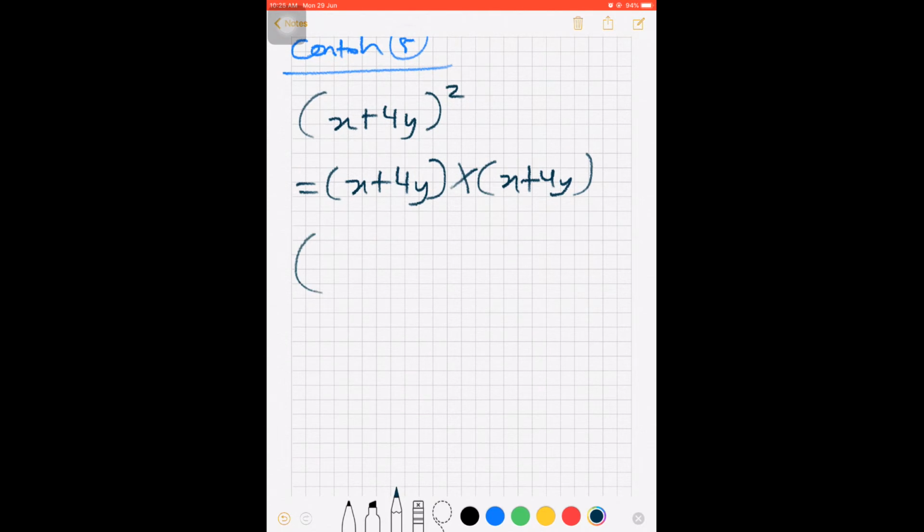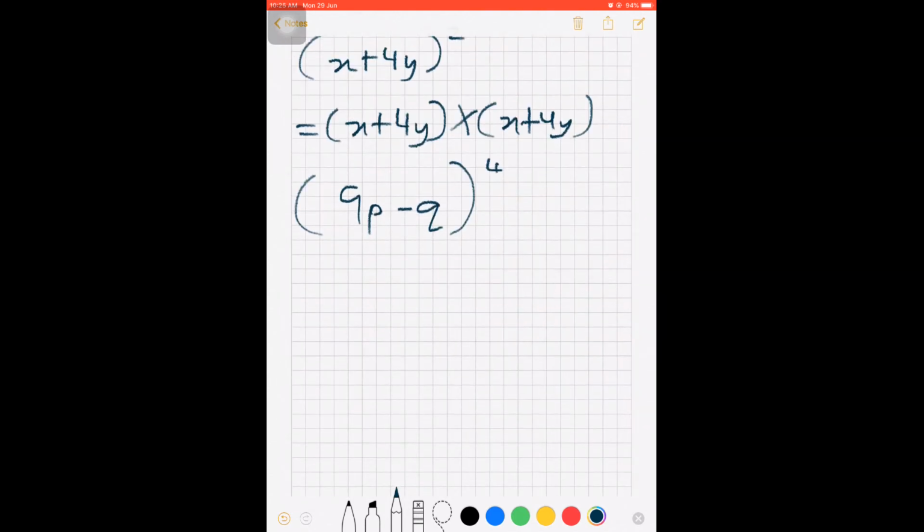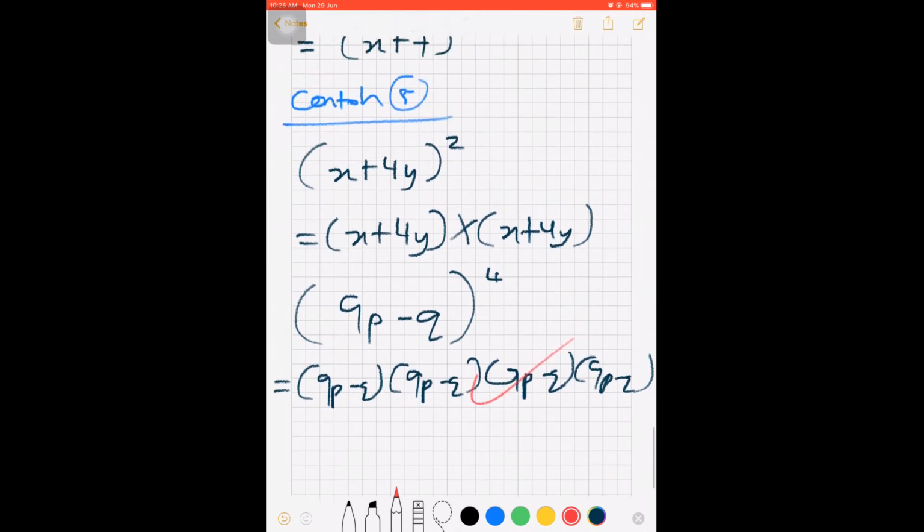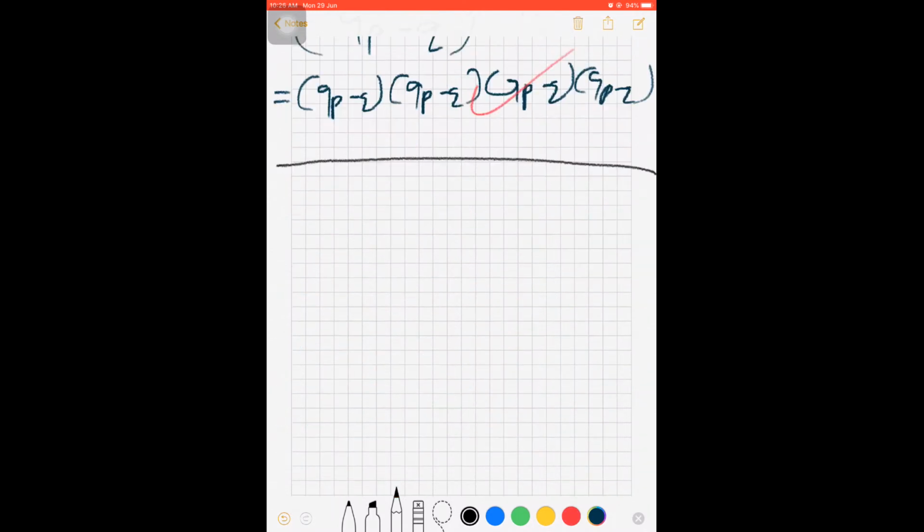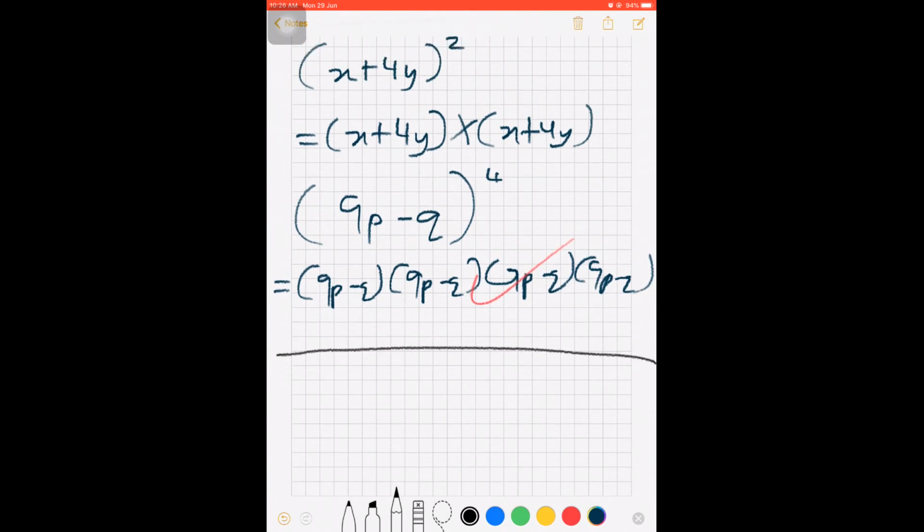Okay, what if I ask you 9p minus q to the power of 4? Same thing lah, you kena buat 4 kali. Ulang balik 4 kali. 9p minus q times 9p minus q times 9p minus q times 9p minus q. Okay, that's the answer. Okay, very simple, right? Very simple. Okay, that is kalau dia diulang banyak kali.